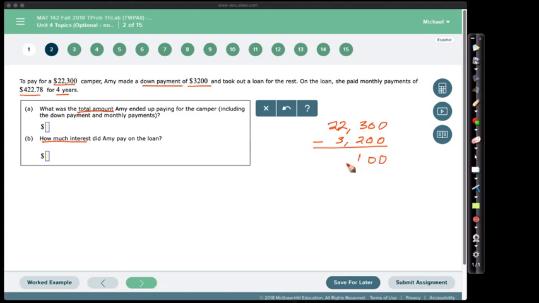2 from 3 is 1. 3 from 22 is going to be 19. So she's going to need to borrow $19,100. So this is the loan amount. Okay, so that takes care of this. We know that her payments are going to be $422.78 for 4 years.